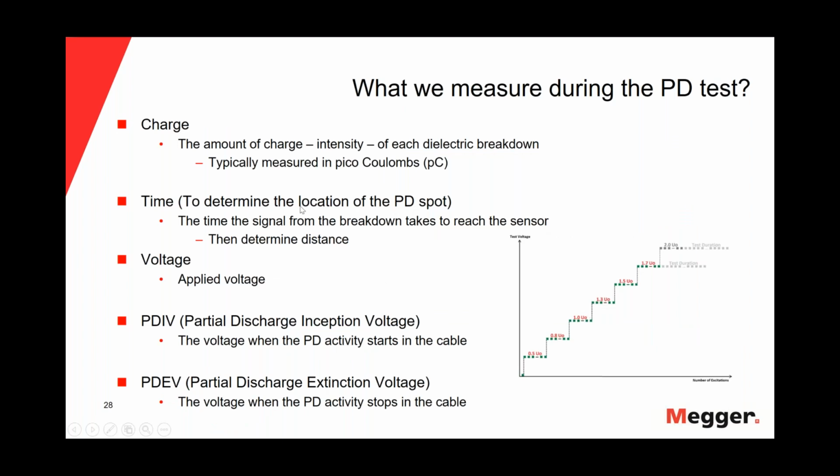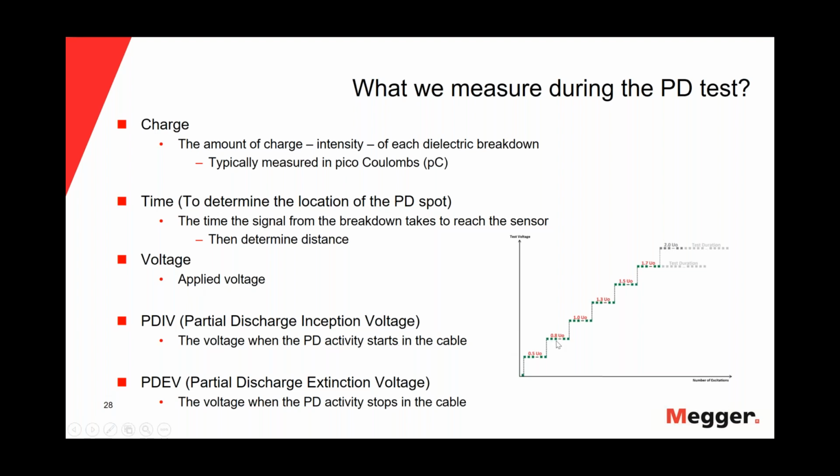So what we will measure during a PD test: the charge is very important, the amount of charge, which means the intensity of each dielectric breakdown, and typically we will measure in picocoulombs. Also, we will measure the time, as we saw in the previous slide. The time is very important. The time the signal from the breakdown takes to reach the sensor, meaning the coupling capacitor, and then we can determine the distance.